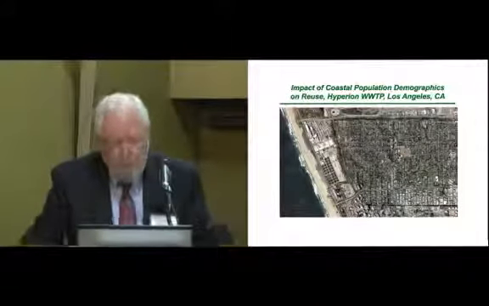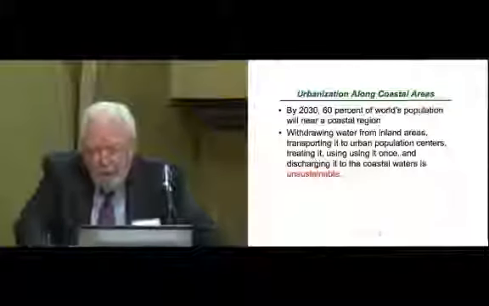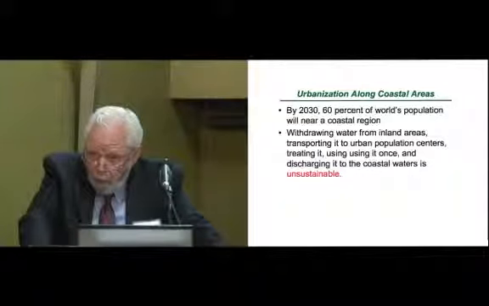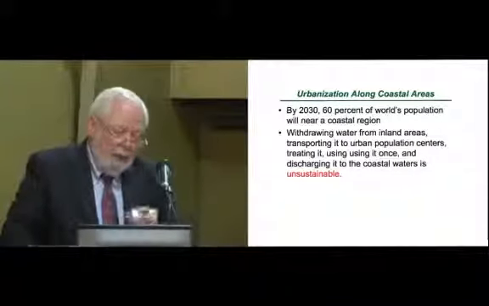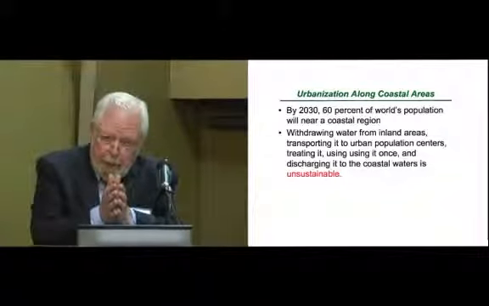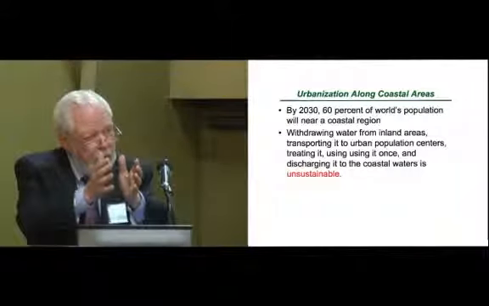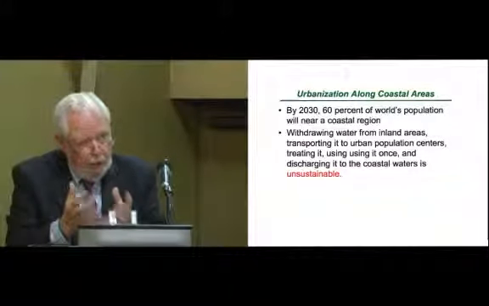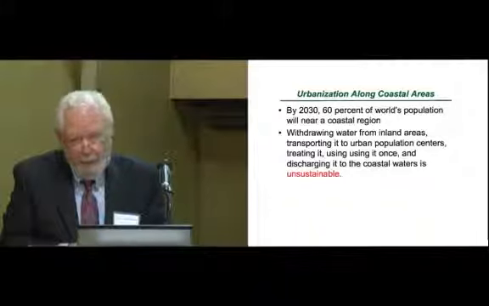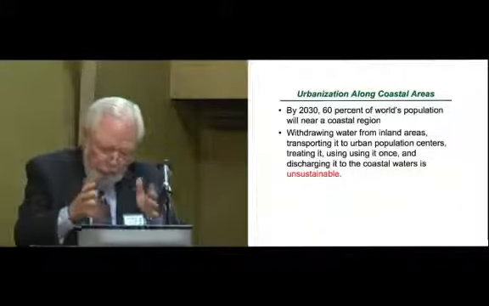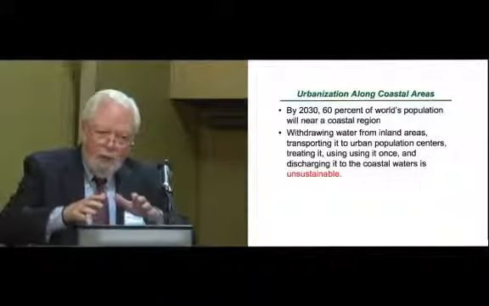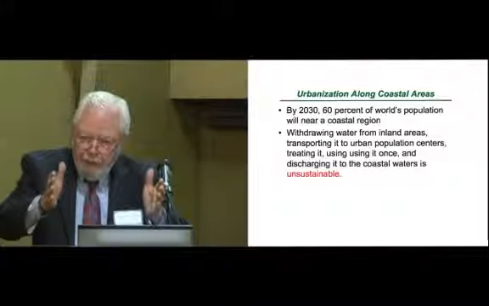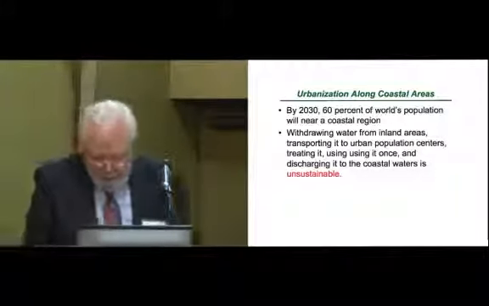The next issue that we have is that by 2030, it's estimated that 60% of the world's population will live near a coastal region. Now here's the issue. As the population increases in general and we need food supply, it's hard to imagine taking water from centralized areas, bringing it to the coast, using it once, and dumping it. It's unsustainable. We could talk about that at greater length, but I just offer that up: as we get these population shifts and our population increases, what we're doing is really unsustainable.